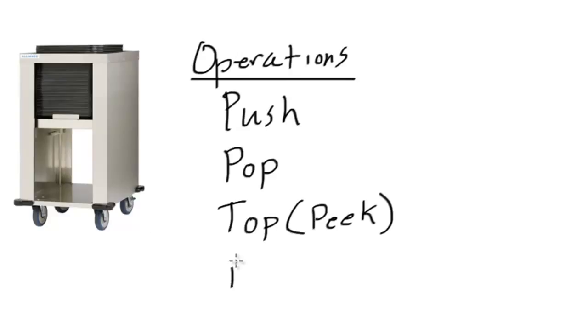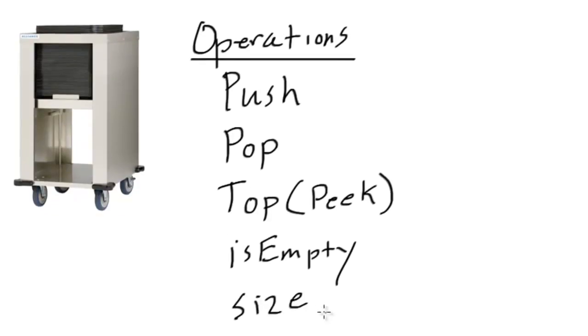You may also be provided with an isEmpty operation. So we'll say isEmpty. This just tells us whether the stack is empty or not. And this is very useful, especially if you want to remove all the items off of a stack. You can just set up a looping structure and say, as long as it's not empty, keep popping. So we have isEmpty, and typically you'll find maybe a size operation as well. So you'll be able to get the size of the stack, to tell how many elements are currently on the stack. But these are the normal operations that you'll have.